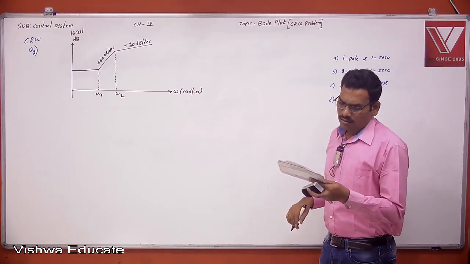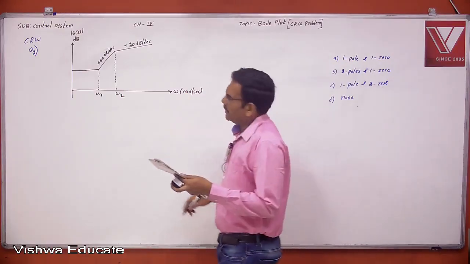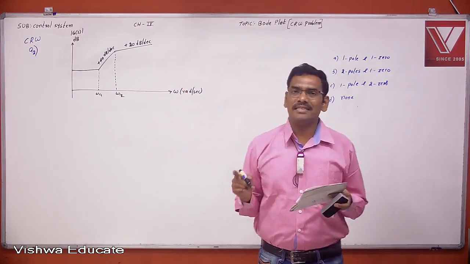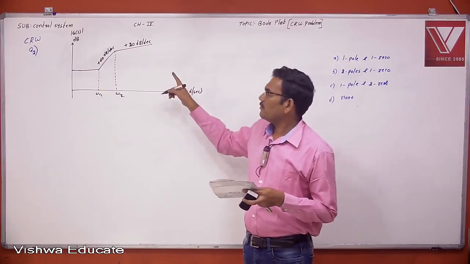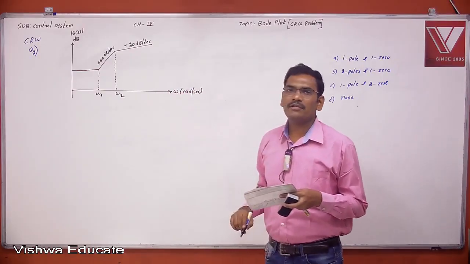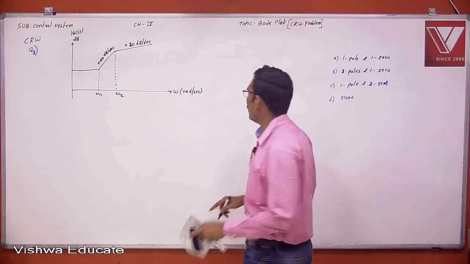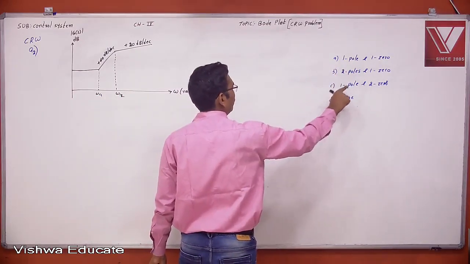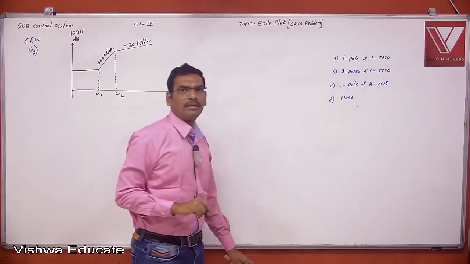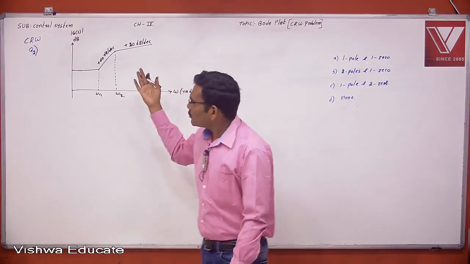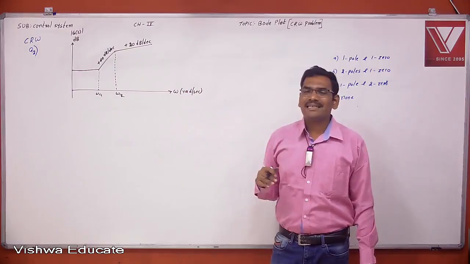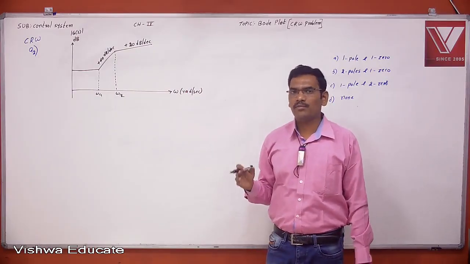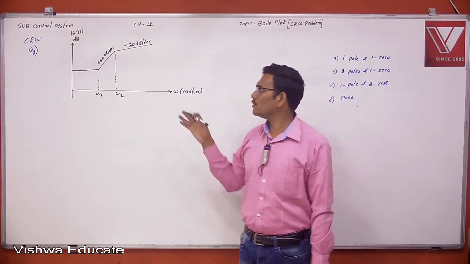Now by considering the following Bode plot, the transfer function consists of, options are given: 1 pole 1 zero, 2 poles 1 zero, 1 pole 2 zeros, and none of the above. Okay. Now its corresponding transfer function is having a pole, having a zero, having both, how many poles, how many zeros, like that he is asking.